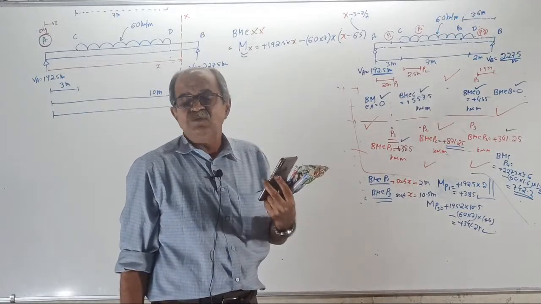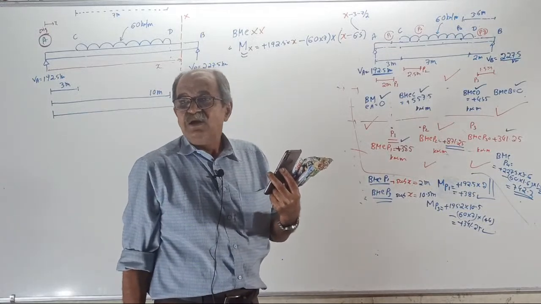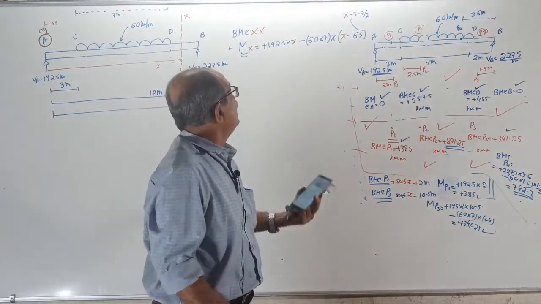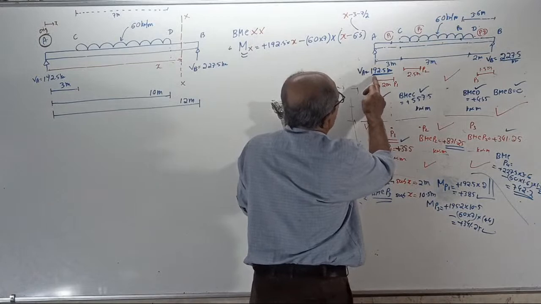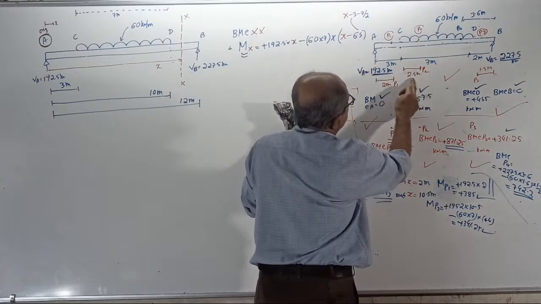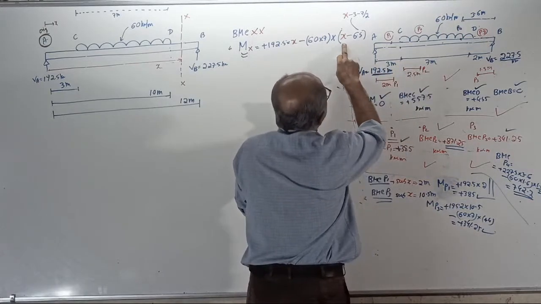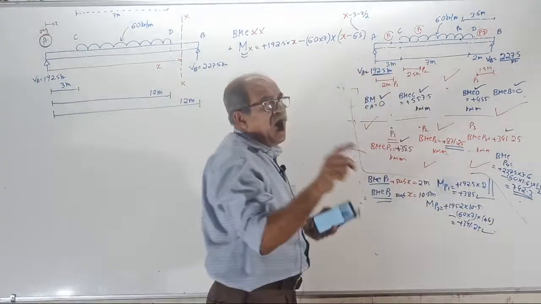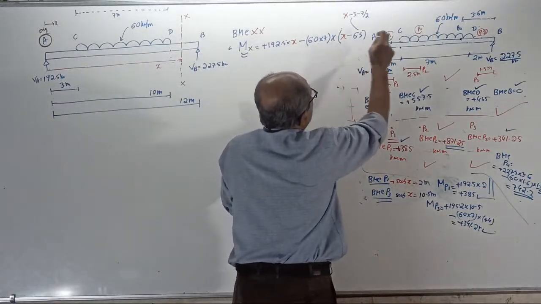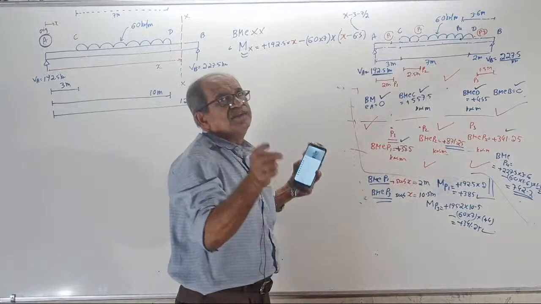Tell me yes or no? Yes. And if I substitute x equal to 4.5 meter, 3 plus 2.5, 5.5 meter, this will give negative. We will not consider. Wrong. You have to consider because UDL for 2.5 meter should be considered.